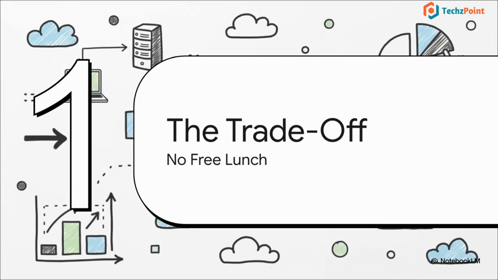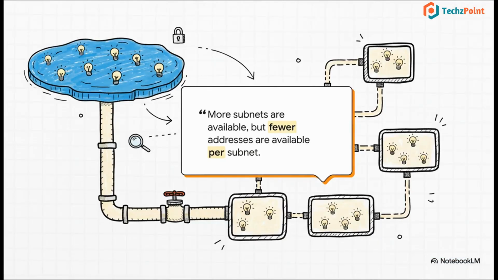Now, this all sounds pretty perfect, doesn't it? But like with anything in engineering, there's always a trade-off. You never get something for nothing. And it's really important to understand what you're giving up in this deal. Here's the most crucial point to remember. Every single bit you borrow to create a new network is a bit you can't use for a device anymore. As the source material puts it so well, more subnets are available, but fewer addresses are available per subnet.